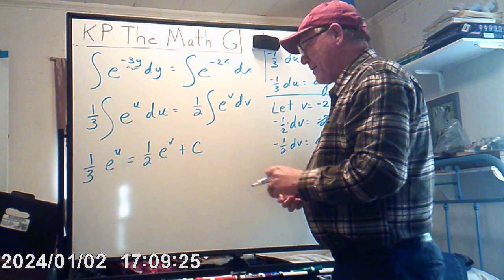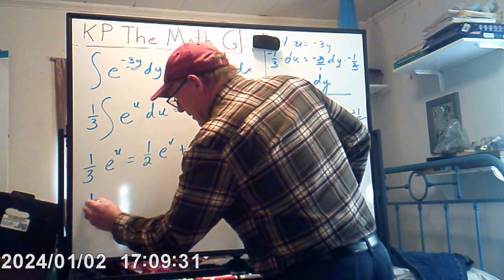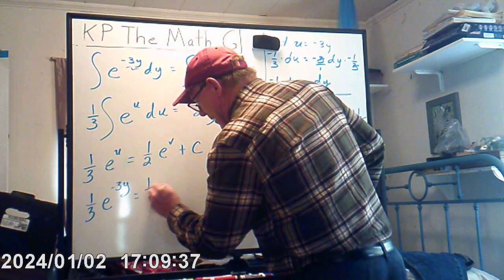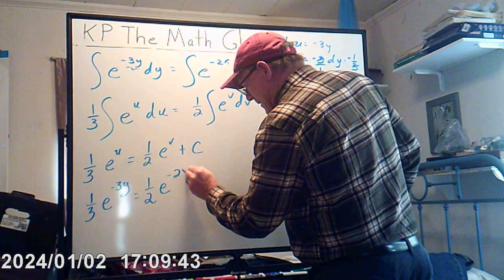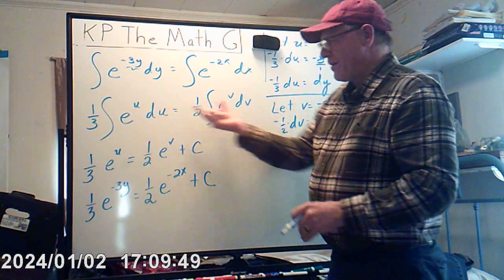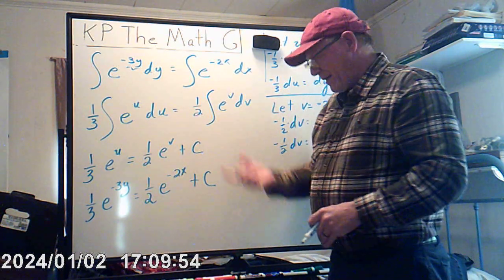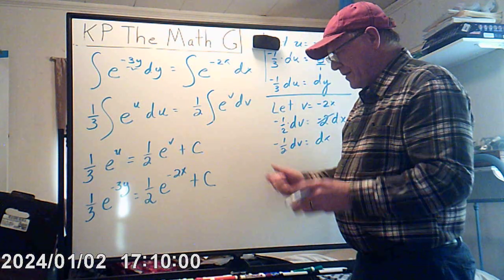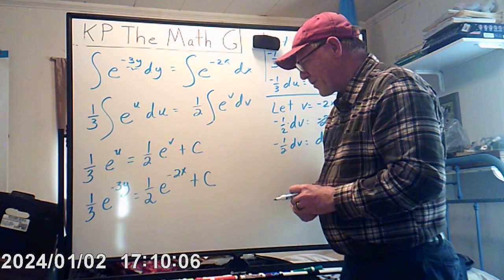Now, u in this case is negative 3y, so 1/3 e to the negative 3y is equal to 1/2 e to the negative 2x plus c. Don't make this difficult. Always when you have two integrals like this on both sides, put your plus c on one side or the other. And I just choose to put it on the right side. Just please don't make it difficult. It's a whole lot easier to do it this way.